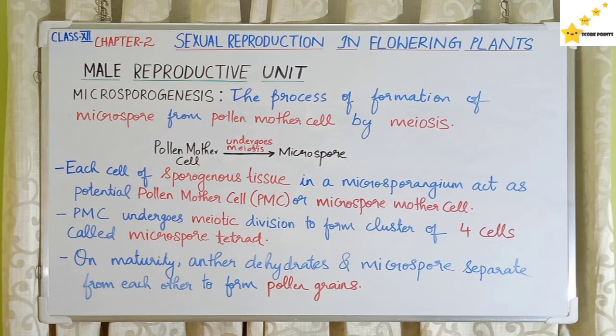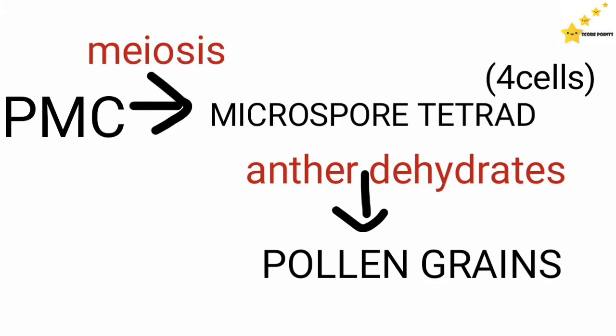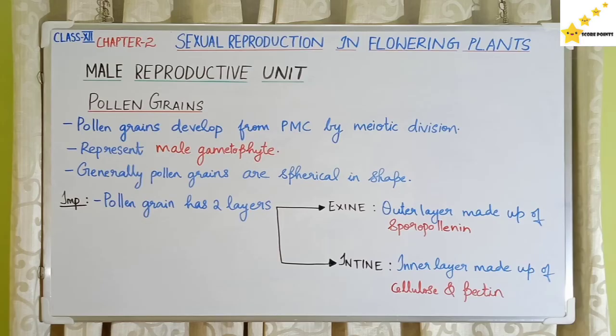So first of all, the PMC will undergo meiosis to form a microspore tetrad. This microspore tetrad means 4 in number. These are the cluster of 4 cells. On maturity, the anther will dehydrate and will form pollen grains by separation of microspores from each other. Now we have seen that the microspores separate from each other to form pollen grains, and by the process of microsporogenesis, we obtain pollen grains. Pollen grains develop by meiotic division from PMC.